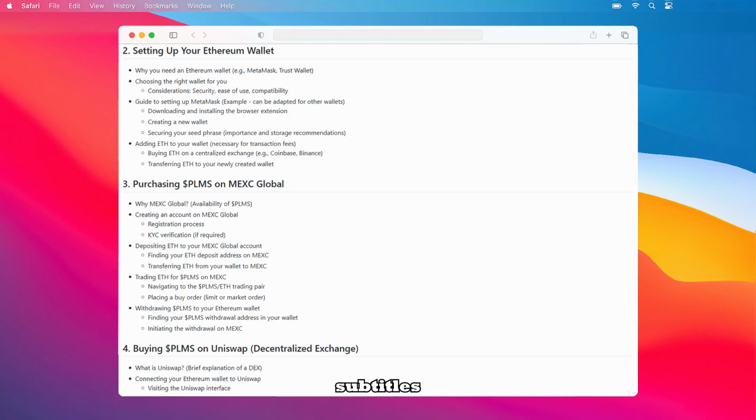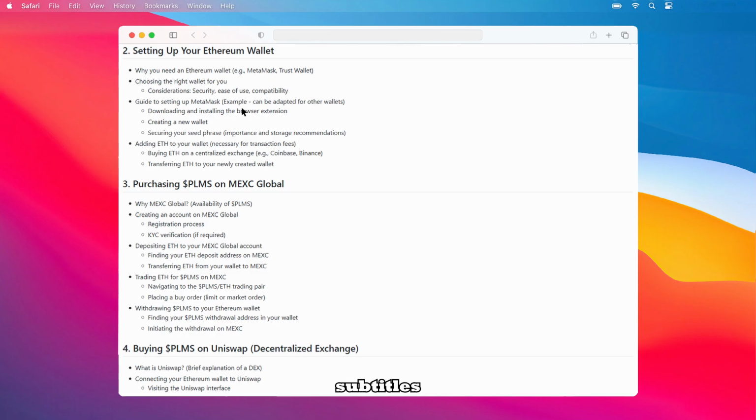Now, let's explore purchasing $PLMS on MEXC Global. MEXC Global offers $PLMS, making it a viable option. First, you'll need to create an account on MEXC Global, going through their registration process and completing KYC verification if required. Then, deposit ETH to your MEXC Global account by finding your ETH deposit address on MEXC and transferring ETH from your wallet to MEXC.